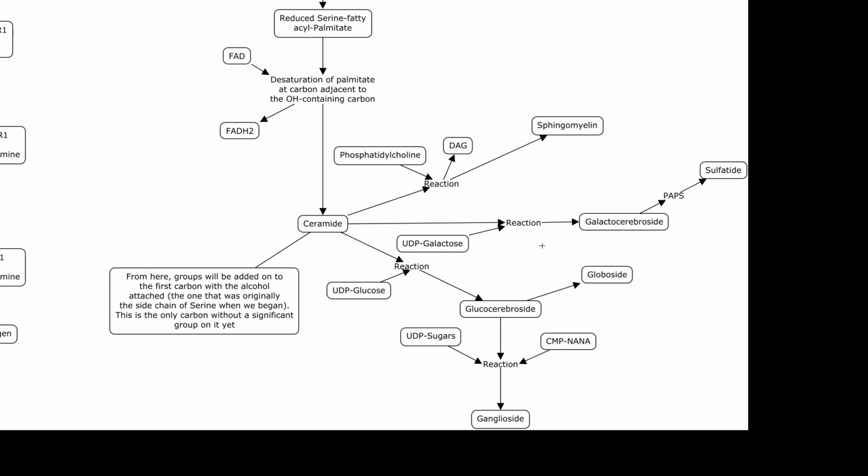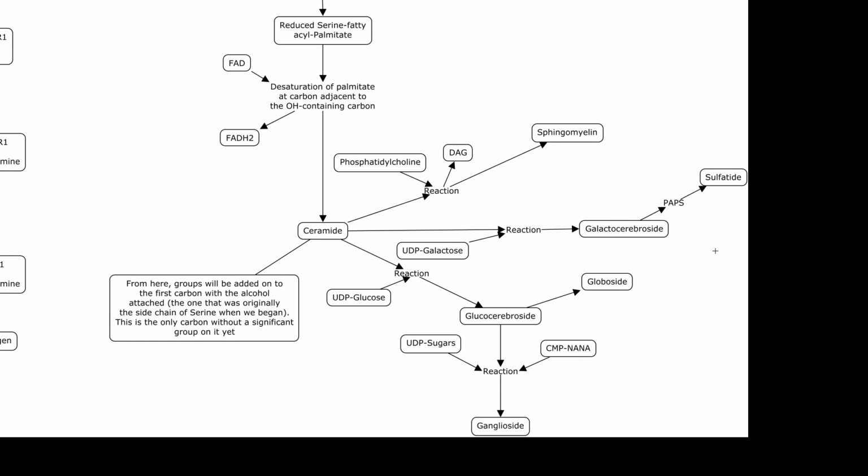And keep in mind, where we're throwing sugars on, those are obviously glycolipids, because we're putting carbohydrates or sugars on there. That'll give you a galactocerebroside, and an enzyme called PAPS can turn that into a sulfatide.